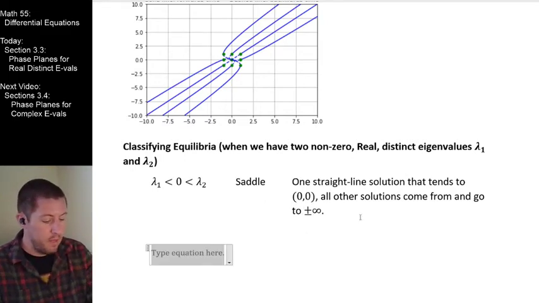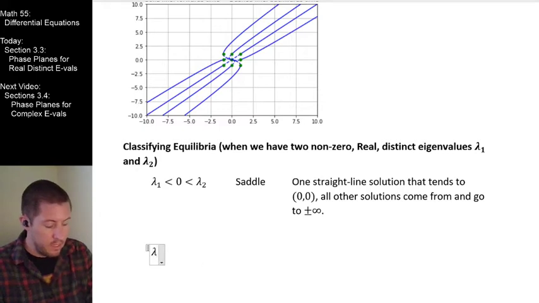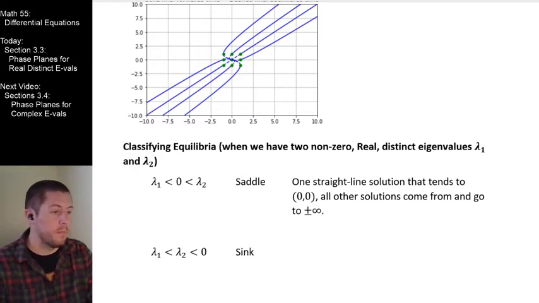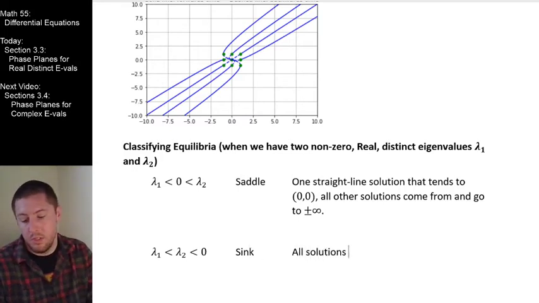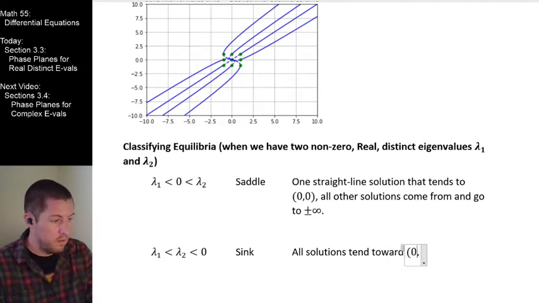If we get lambda 1 is less than lambda 2 is less than 0, it looks like they're both negative, so we're going to get a sink. All solutions tend toward 0, 0.